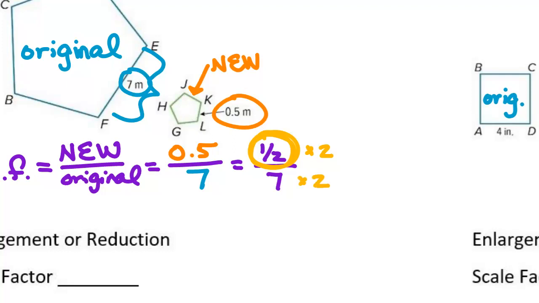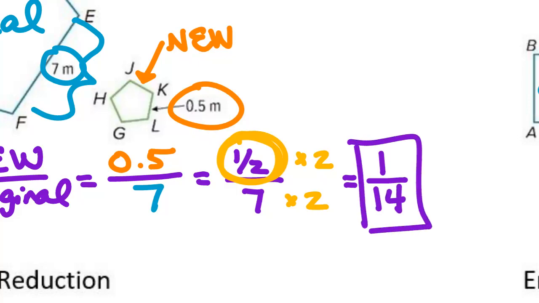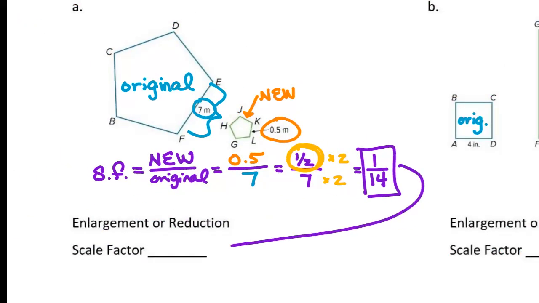All right, let's simplify this. What is half of 2? 1. And what is 7 times 2? 14. There's a pretty version of my scale factor.